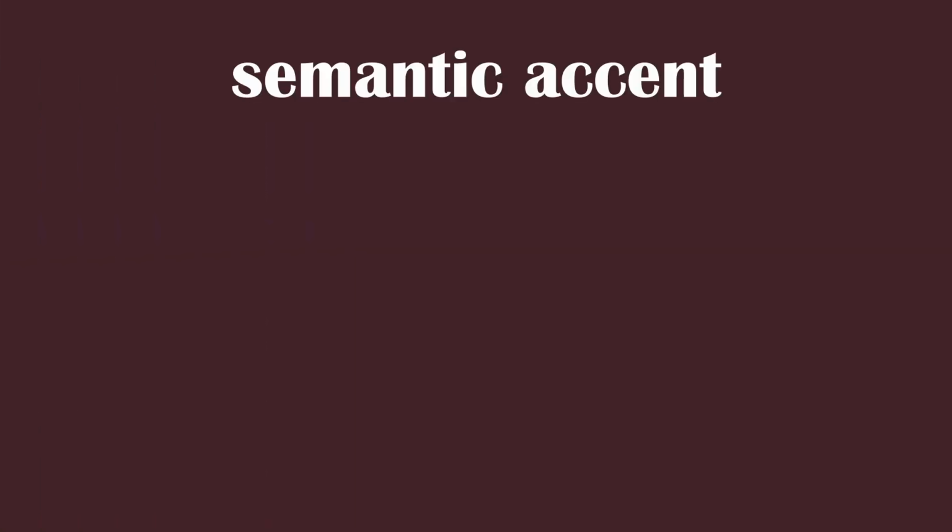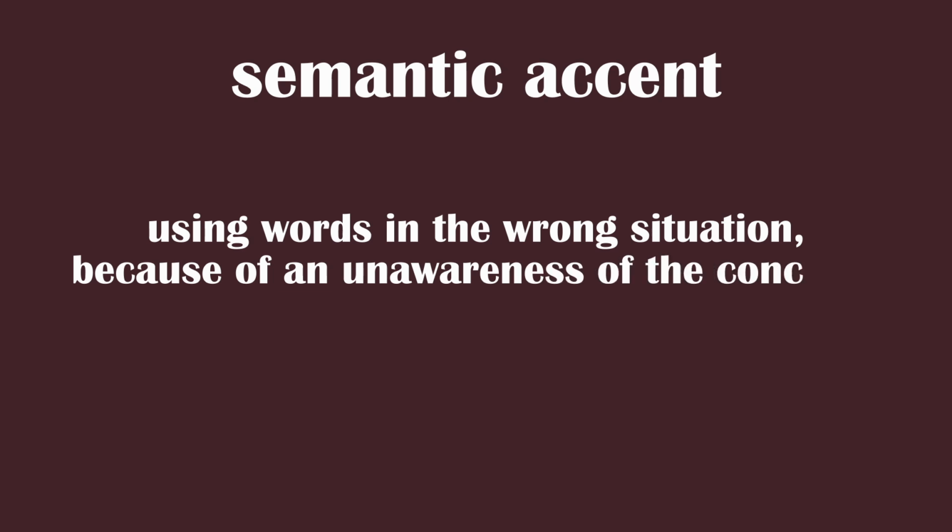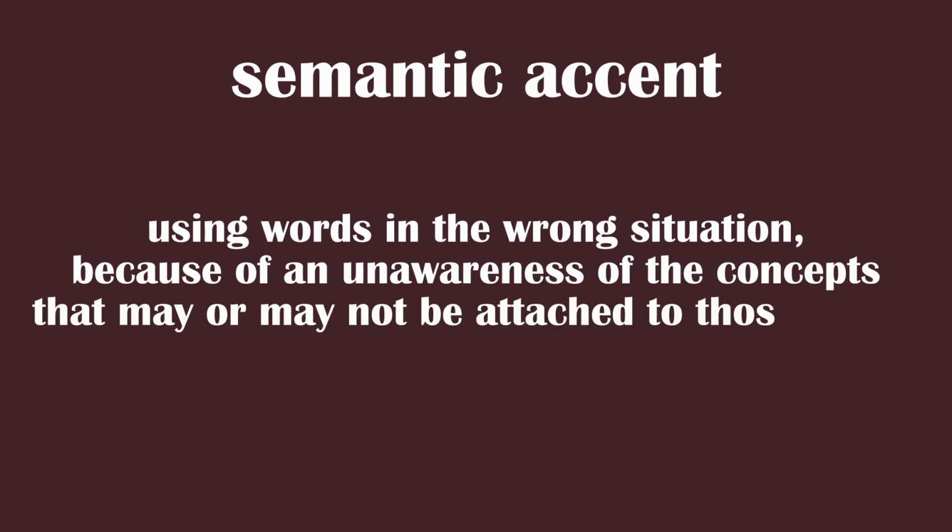Okay, now that we understand word meanings and mental representations, we can come back to the actual topic of this video, the semantic accent. A semantic accent is nothing more than using words in the wrong situation because of an unawareness of the concepts that may or may not be attached to those words. I found it really interesting to learn about this topic, both because I like this kind of stuff, but also because I think it makes yet another great argument for why it's so important to learn language in context. The more context you see a word in, the easier it will be to fine-tune its exact meaning and its underlying concept.